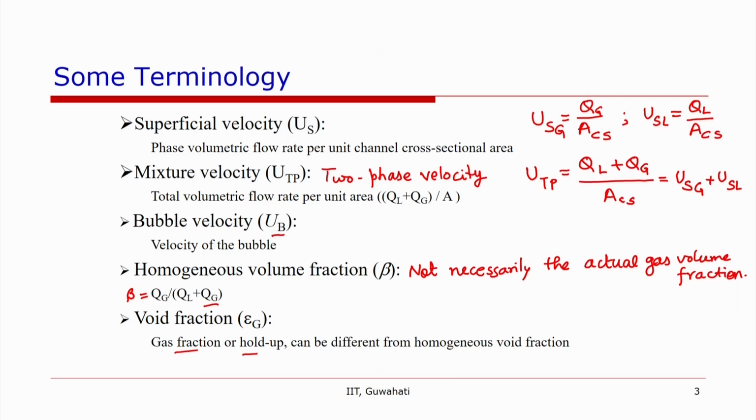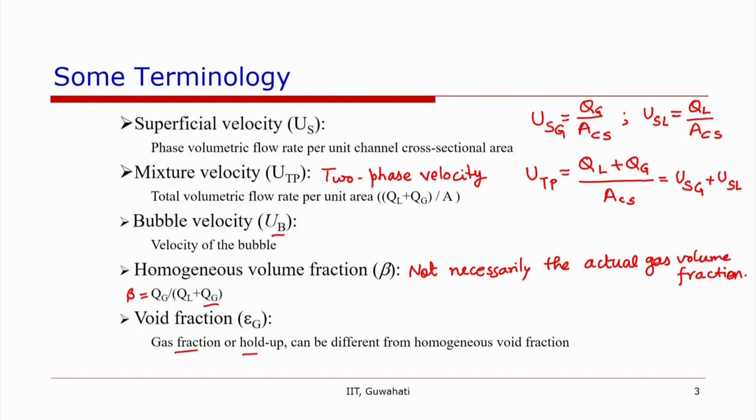But that is not generally the case in Taylor flow, because the bubble moves faster. So the gas velocity will be more than the liquid velocity. So this will also change the average volume fraction of the gas in a channel. So this actual volume fraction of gas is called epsilon G, or void fraction. That is the actual volume fraction that you see in the fully developed Taylor flow in a channel.